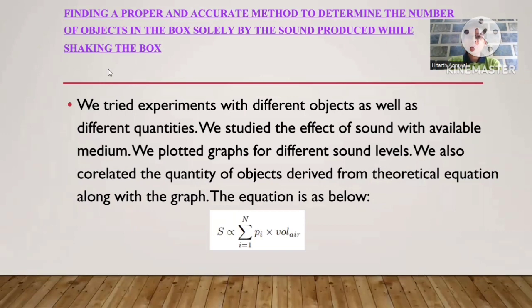Then, after the graphs were plotted, we found a proper and accurate method to determine the number of objects in the box solely by the sound produced while shaking the box. We tried experiments with different objects as well as different quantities, as we saw earlier. We studied the effect of sound with the available medium. We plotted graphs for different sound levels. The same was correlated with the theoretical equation along with the graph. So this is the theoretical equation which previous researchers have formulated, and the same I have referred.